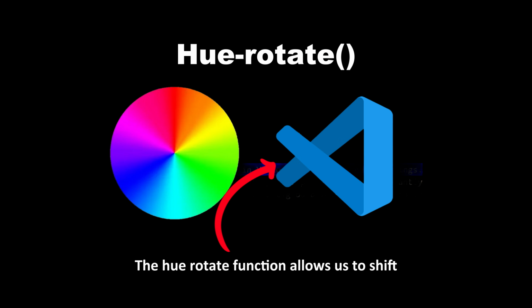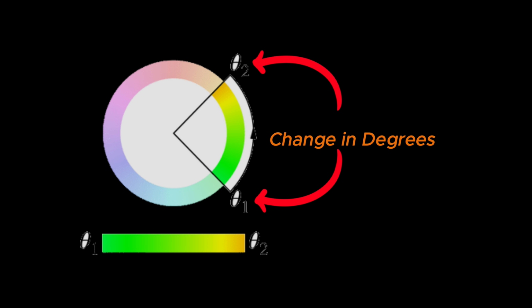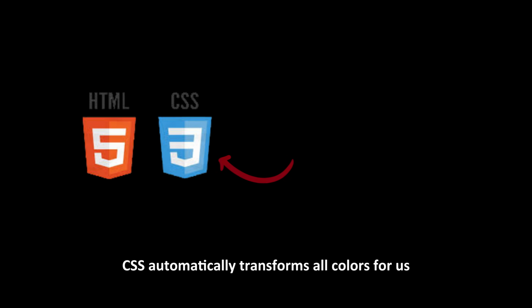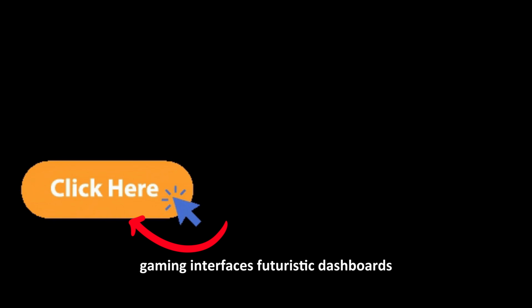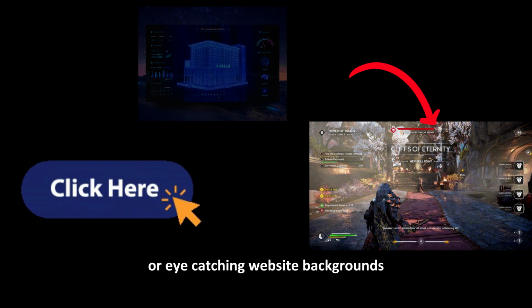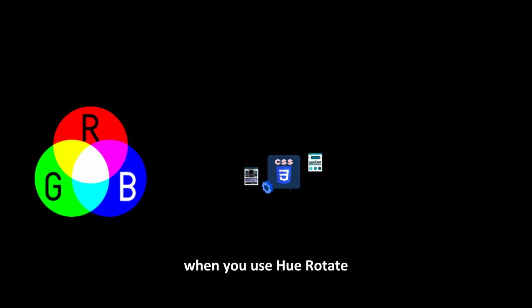The Hue Rotate function allows us to shift every color of an element around the color wheel by a specified number of degrees. Instead of manually changing colors one by one, CSS automatically transforms all colors for us, creating dynamic visual effects with just a single line of code. Whether you're building interactive buttons, glowing animations, gaming interfaces, futuristic dashboards, or eye-catching website backgrounds, Hue Rotate is one of the easiest ways to add vibrant color effects to your projects.